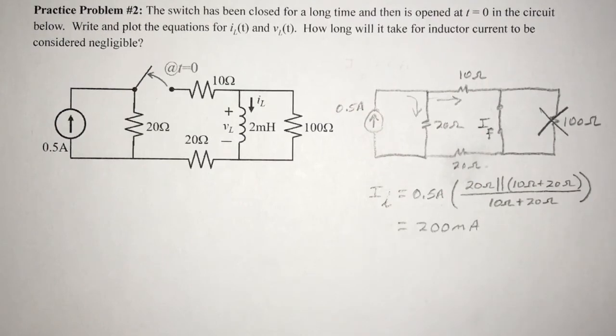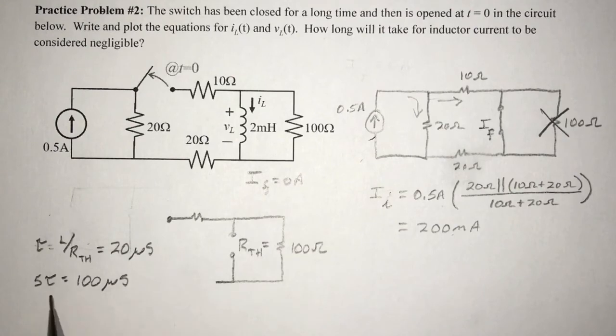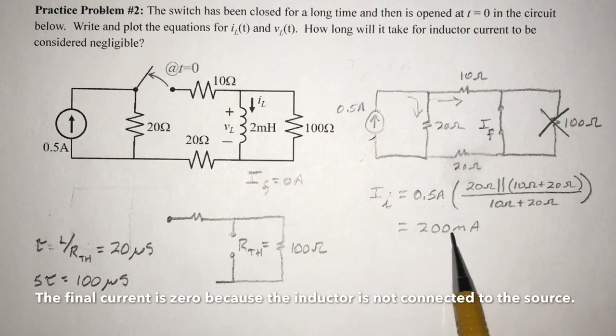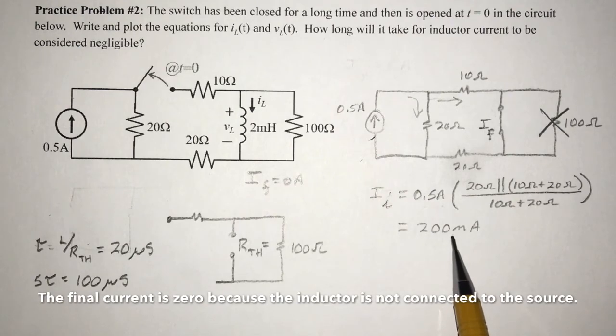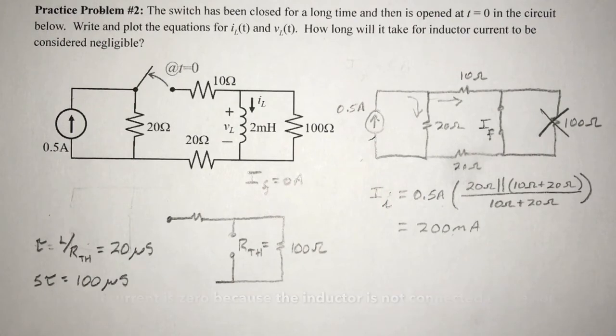Now let's remove the inductor and find the Thevenin resistance. Our Thevenin in this case is 100 ohms. Tau comes out to be 20 microseconds and 5 tau is 100 microseconds. So the circuit will go from an initial state of 200 milliamps through the inductor to 0 milliamps through the inductor in 100 microseconds. Let's write the equation.